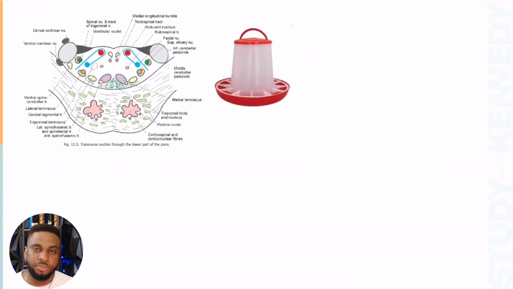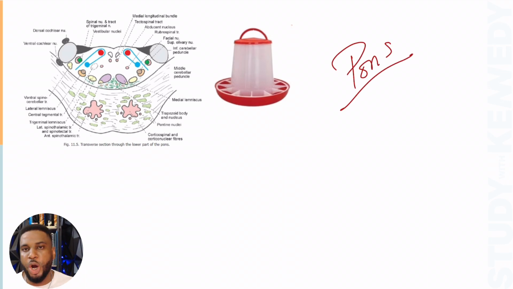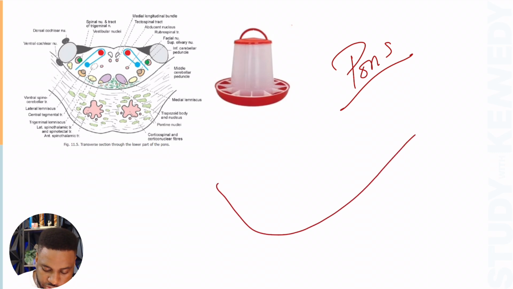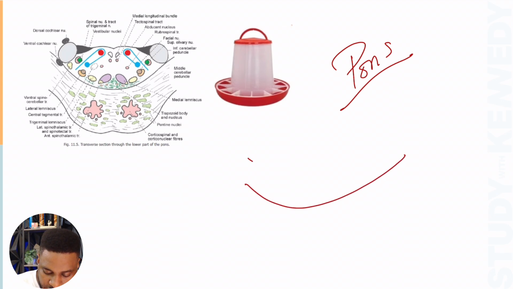All right, next is your pons. The big old pons. The pons looks like an upside down chicken feeder. That's how I think of the pons. I just make upside down chicken feeder. You can do something like that.